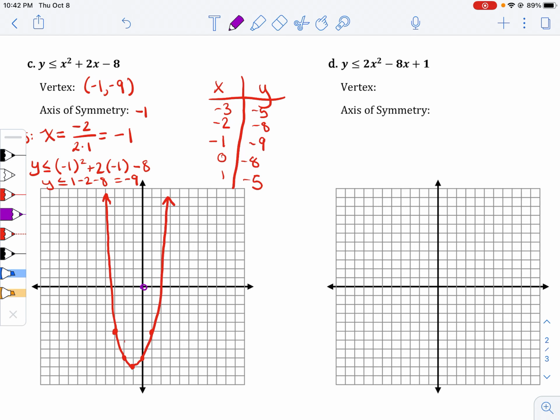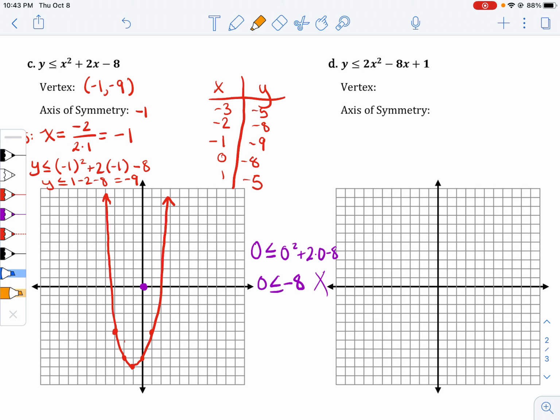And I'm going to test my favorite point to test, (0, 0). Anytime you can test it, that is the best one to test. The only time you really can't test it is if the parabola runs through (0, 0). So by plugging in (0, 0), I'll have 0 is less than or equal to 0 squared plus 2 times 0 minus 8. So I think you can see why (0, 0) is the best to test. 0 less than or equal to -8. That is not true. 0 is greater than -8.